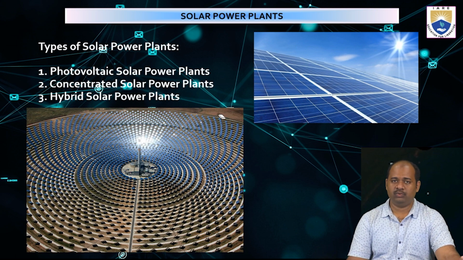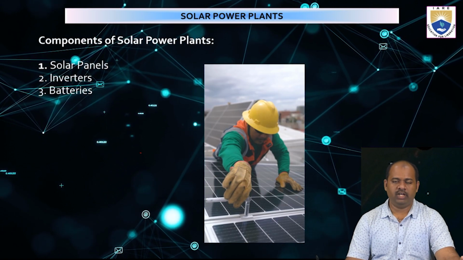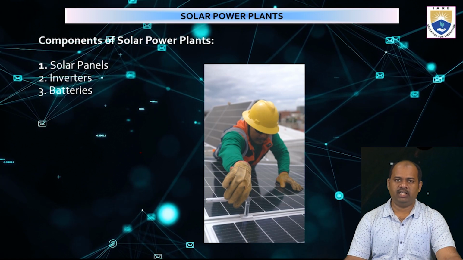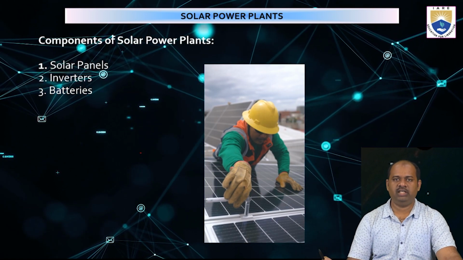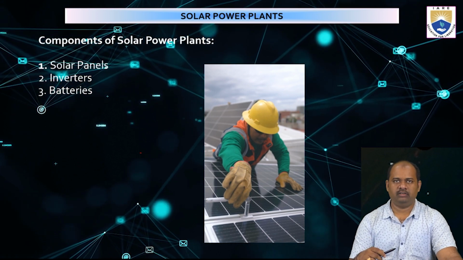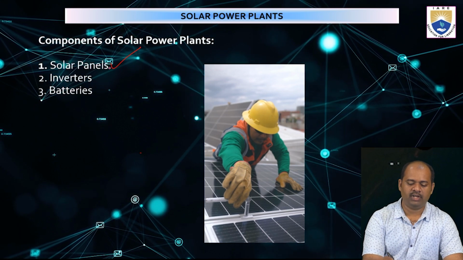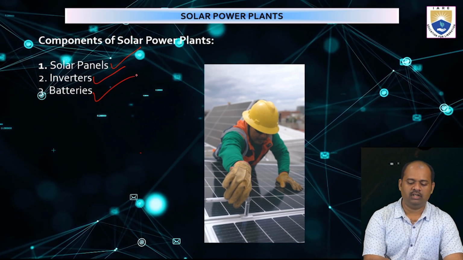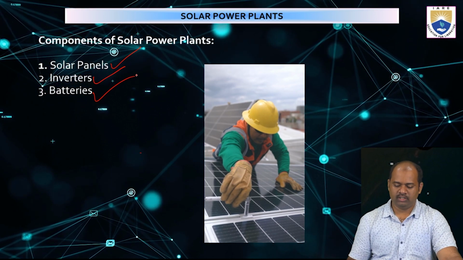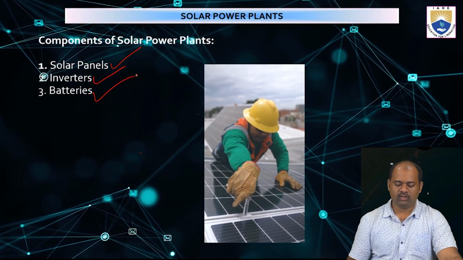First of all, we should have some solar panels, and then we should have an inverter, where the solar energy is converted into electrical energy. This electrical energy should be efficiently collected and stored in batteries. So there are three main components of any solar power plant: first, solar panels; second, inverters; and third, batteries. These are the three main components of any solar system, and in this picture we can see a person installing the solar panels.